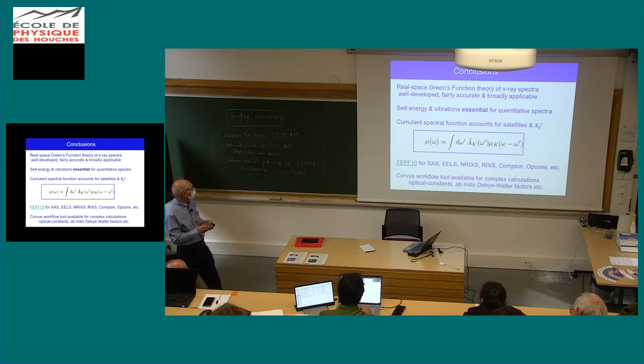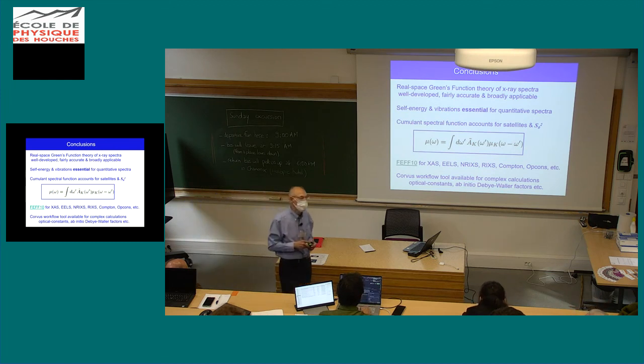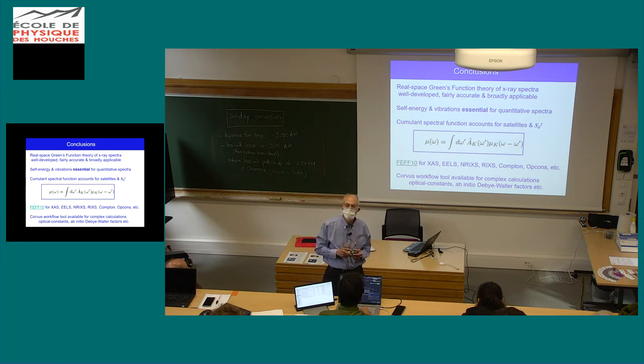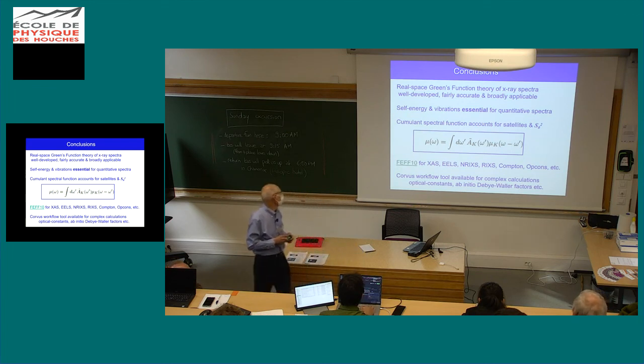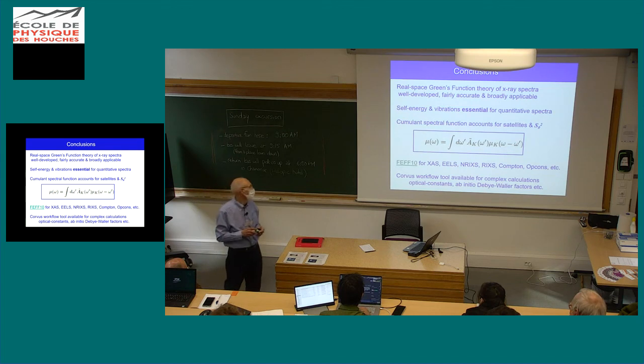Okay, well, this is the FEFF10 code that we have for a whole bunch of spectroscopies. And we have a new workflow tool that can combine different codes together, like an ab initio code to get to Debye-Waller factors and various other codes. So for doing RIXS, it would combine the XES, XAS, and the resonant denominator and just do them all at the press of a button.